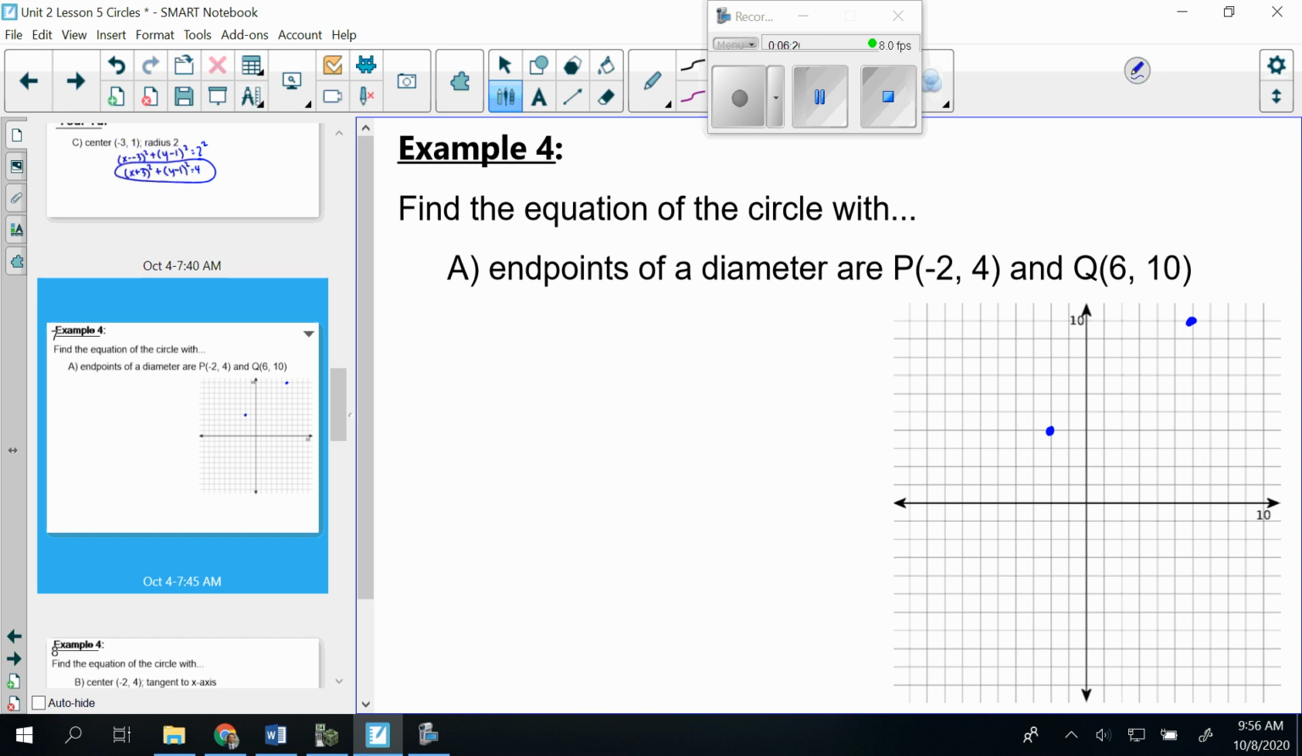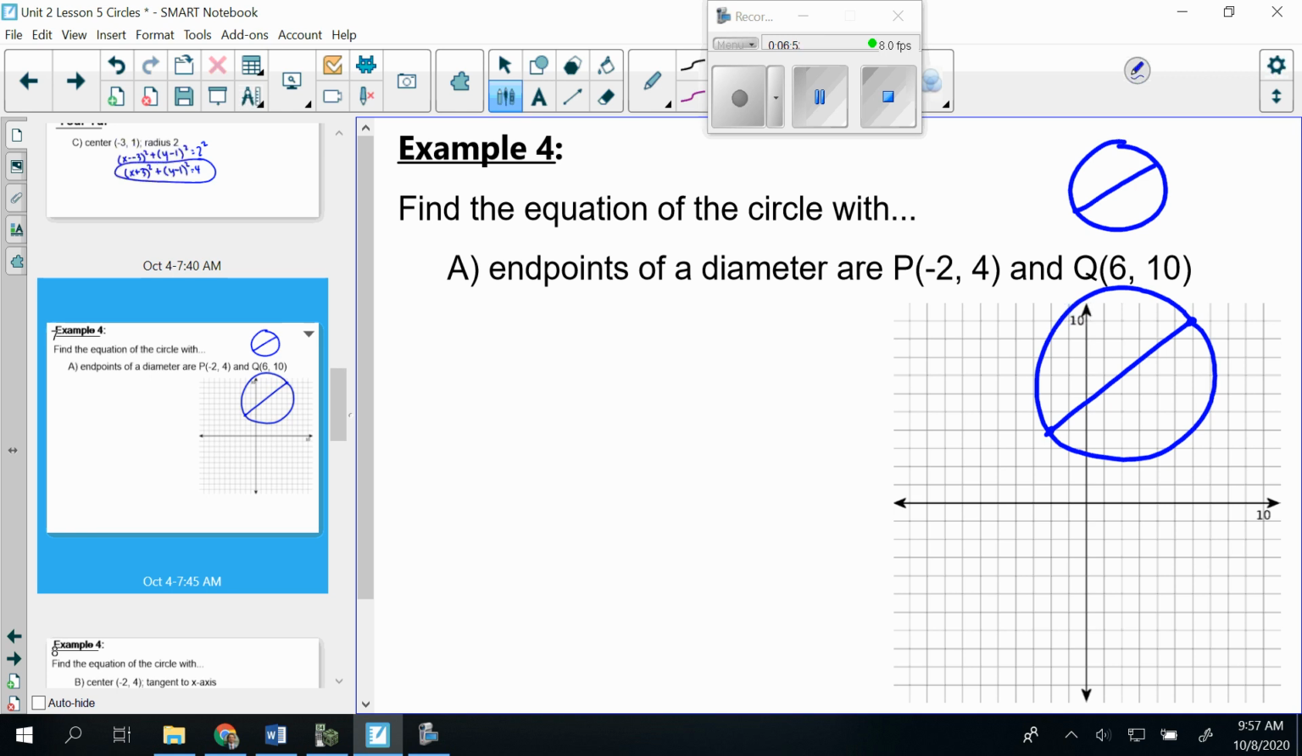Those are the endpoints of a diameter. Remember, diameter, that's all the way through a circle. So there's some circle here that goes through these two points, where those two points are opposite each other on a diameter. We've got to figure out from that what's the center and what's the radius. The one we're going to want to find first here is the center.